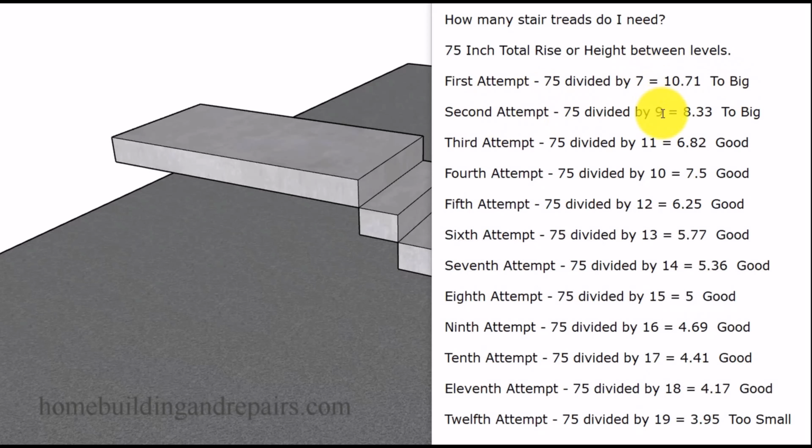That's going to bring us to 8.33. We're still too big. So if I add 2 more to that and divide 11 into 75, I get 6.82. Now this is a number we can work with. So again, I've just divided 3 numbers and I finally hit 1.